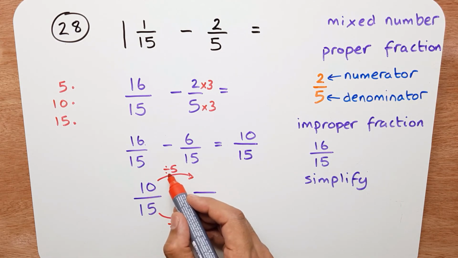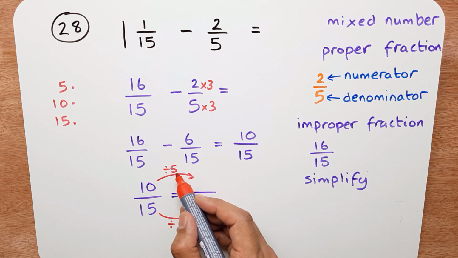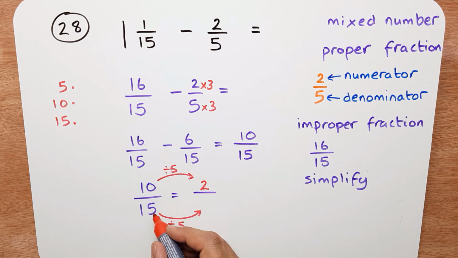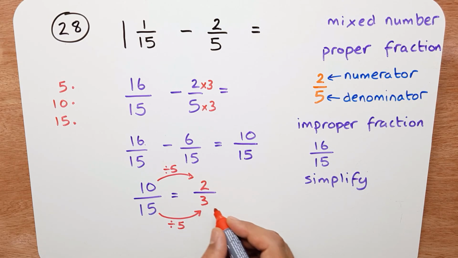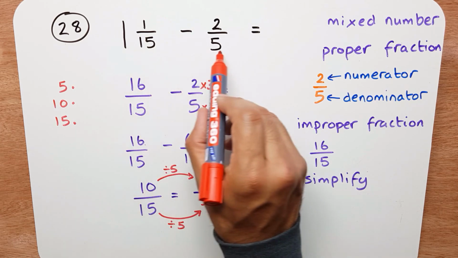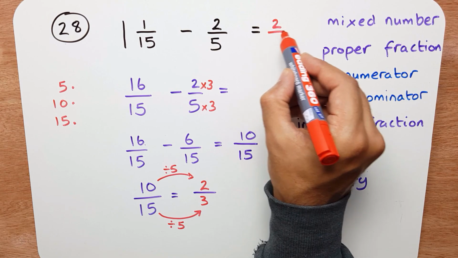So 10 divided by 5. How many 5s are there in 10? 2. 15 divided by 5. How many 5s are there in 15? 3. So my answer here is 2/3. So after doing all this, I can say the answer is 2/3.